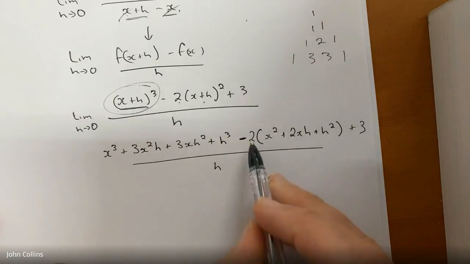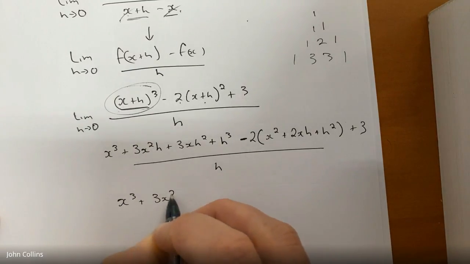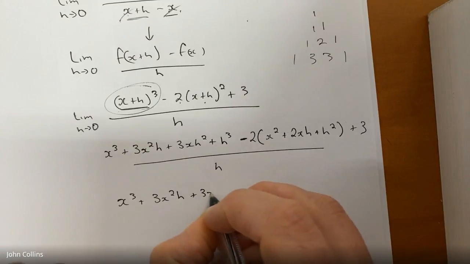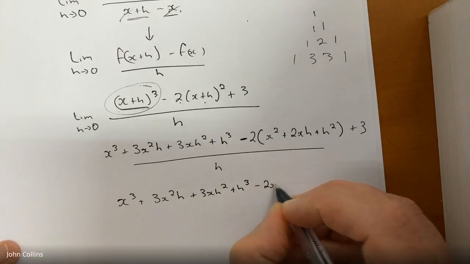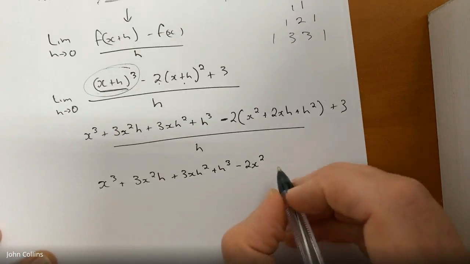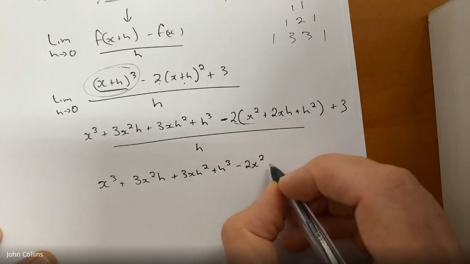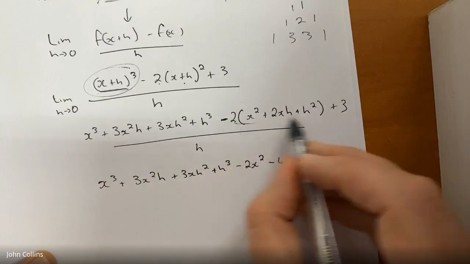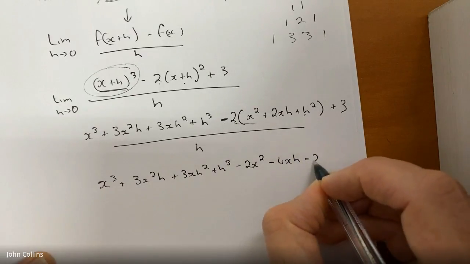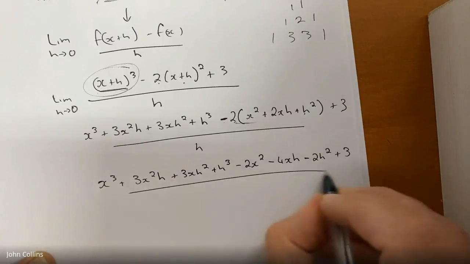All right, so I need to double all these. I am taking my time here. Is an understatement on this question. But do stop me if you don't follow anything. So minus 2x squared. I think I get minus 4xh's. And then I get minus 2h squared. And then I get plus 3. That's all divided by h.